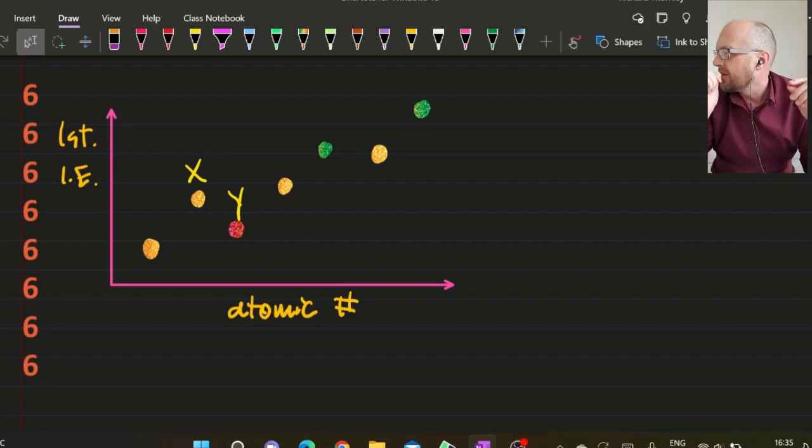So why does X have a greater first ionization energy than Y? Let's look at the answers.